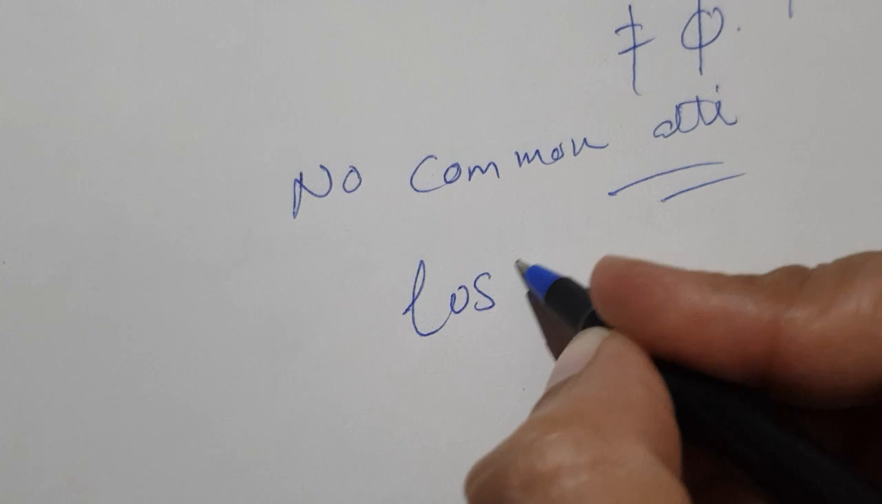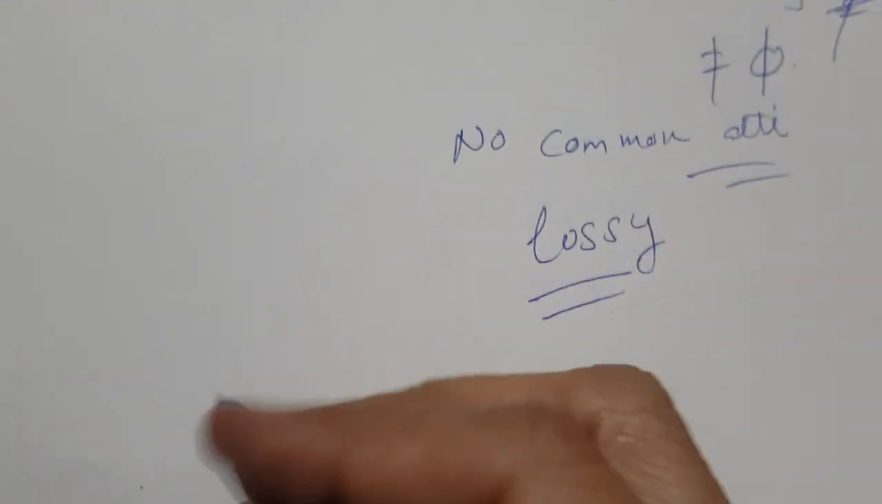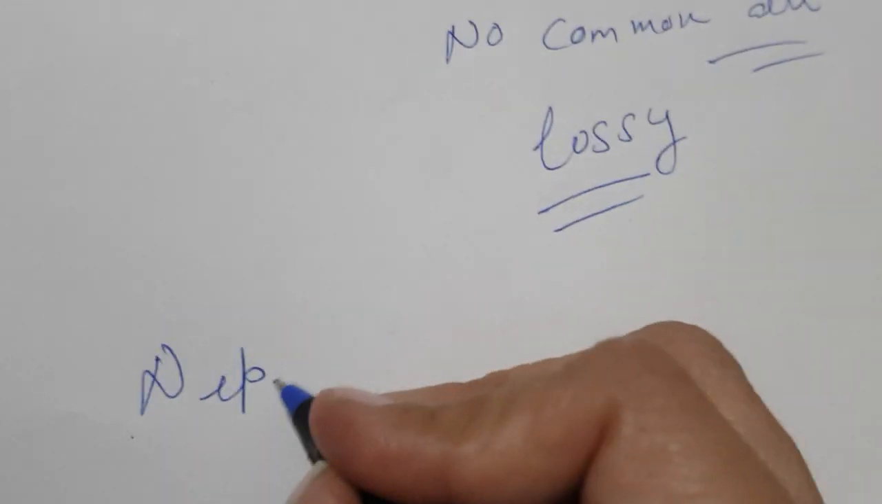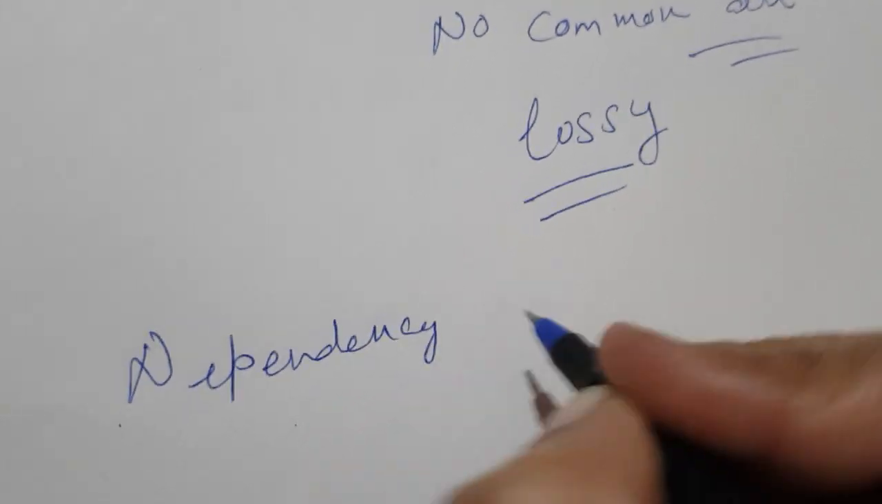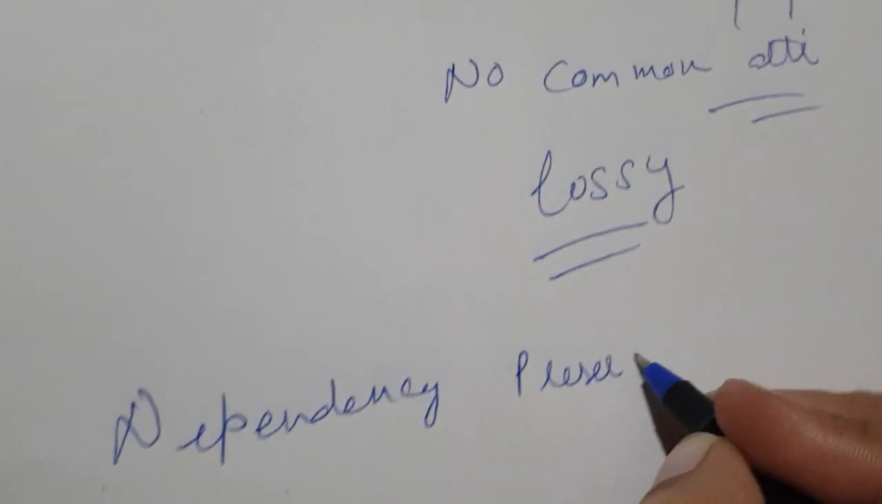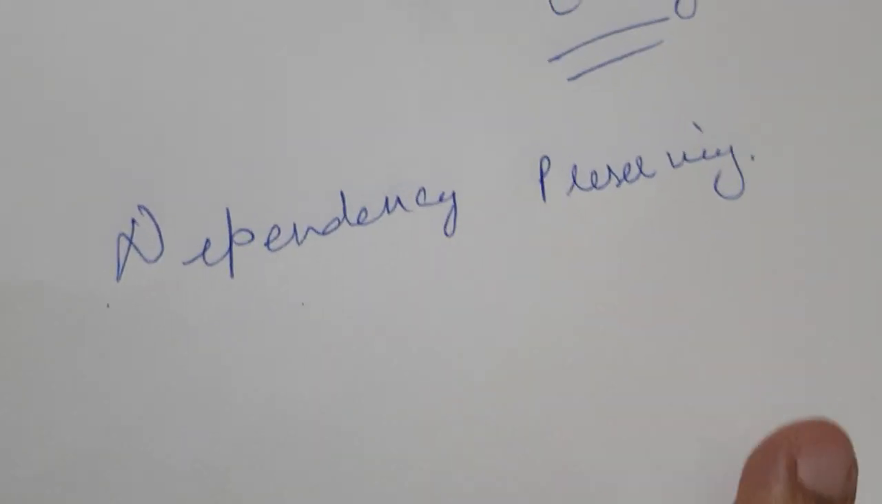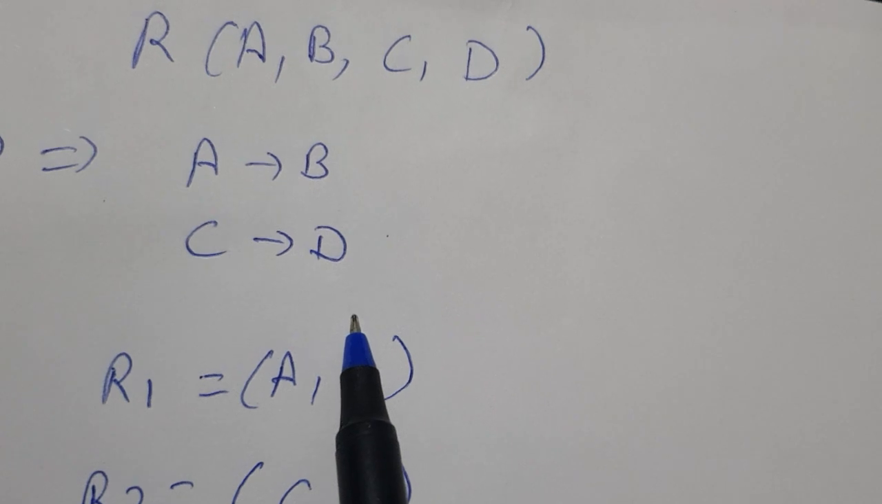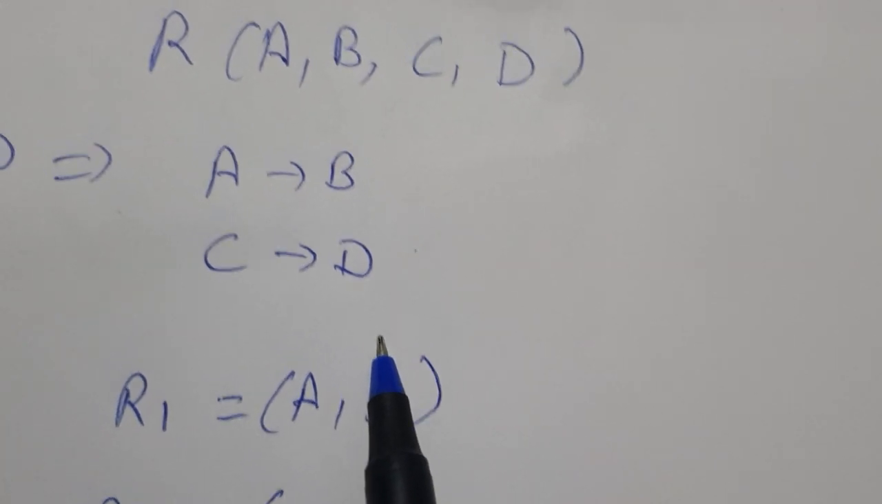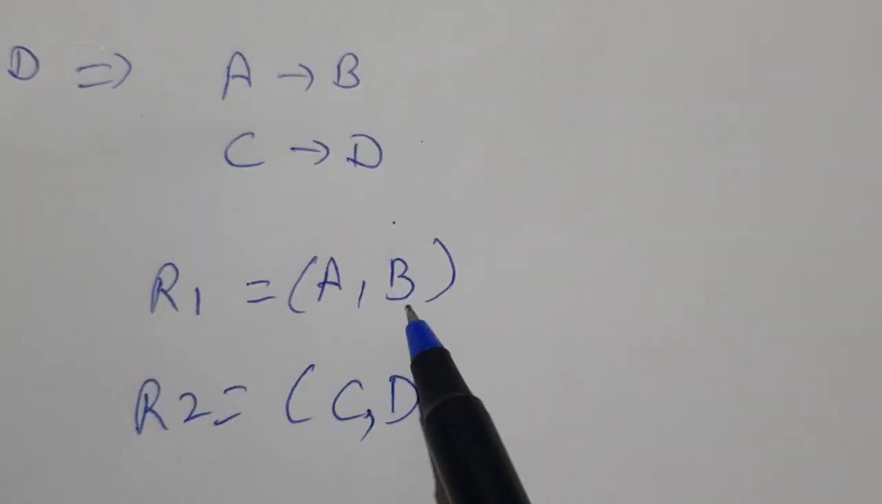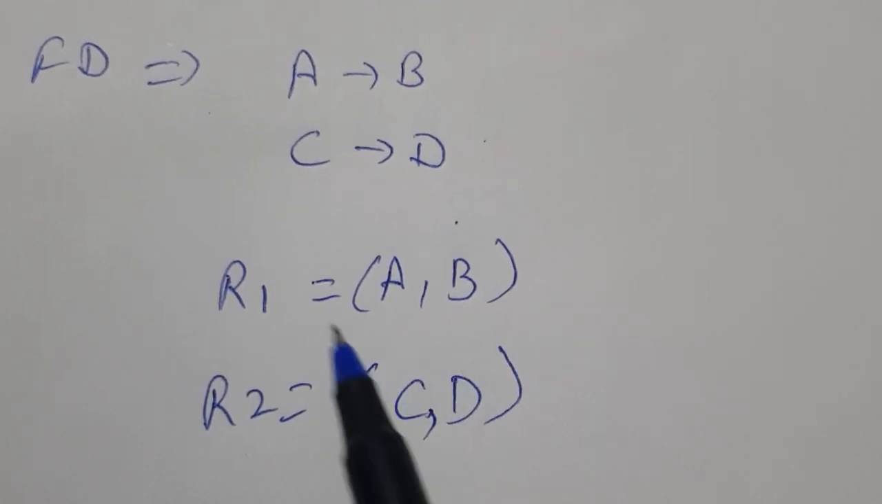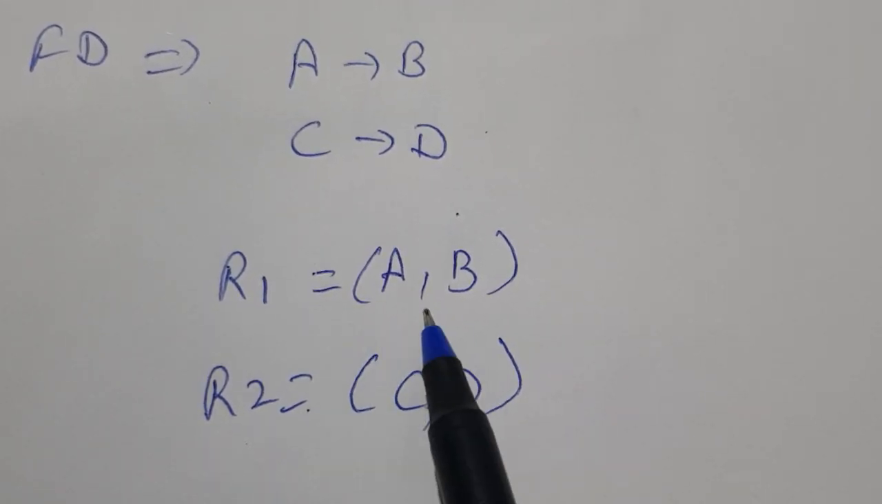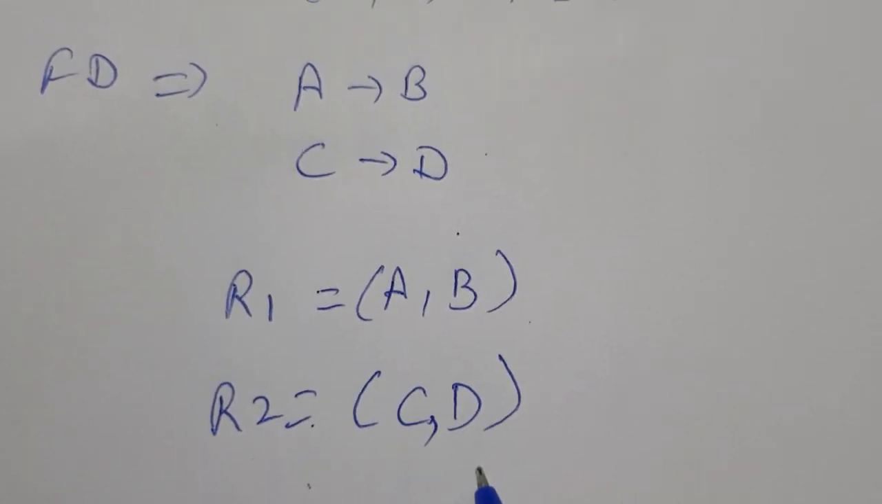It violates the condition of lossless join decomposition, hence we say the decomposition is lossy. Now let us check whether this is dependency preserving or not. We have two functional dependencies given, A to B and C to D. Can they be ensured from the relations? If we look at the two decompositions, R1 that is AB, and R2 that is CD.